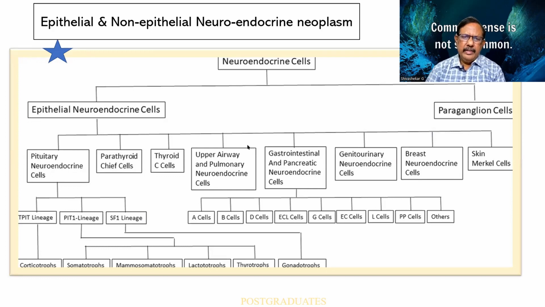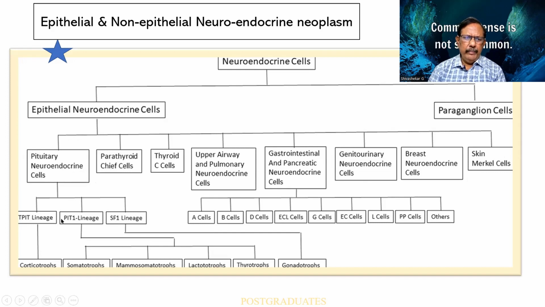Epithelial neuroendocrine cells. So the neuroendocrine cells the author divides here in this article are epithelial neuroendocrine and the paraganglion cells. We had already seen this in a diagrammatic form earlier. But then this epithelial neuroendocrine itself is divided into its origin in various organs such as the pituitary, parathyroid, thyroid, the C cells, airways, GIT, genitourinary, breast, skin, etc. And some of them are again being redivided. For example, the gastrointestinal tract and the pancreas. You have got the cells starting from A to L and PP cells.